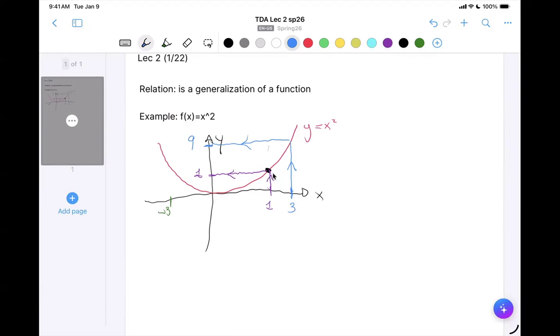In the case of a function, what makes it a function is that any number on the x-axis can only be connected with one number on the y-axis, but a number on the y-axis can be connected with multiple numbers on the x-axis. So -3 is also connected to 9 here.